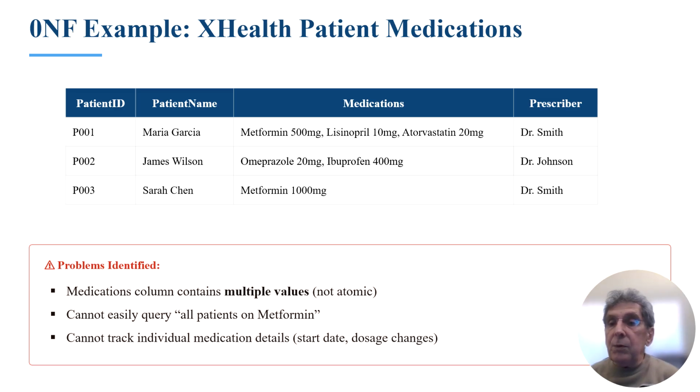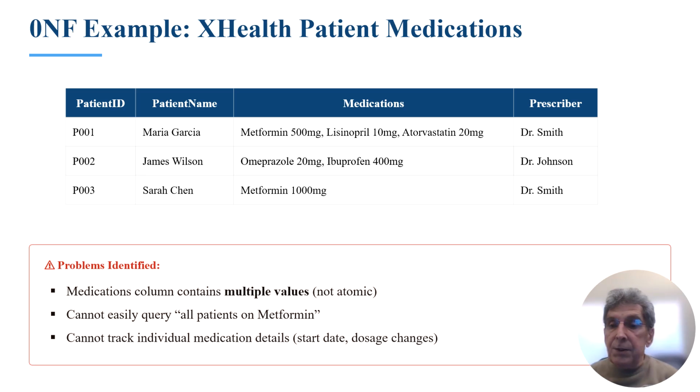Here's a realistic example of unnormalized data from our X-Health primary care setting. Let's look at this table. Maria Garcia has 3 medications listed in a single cell: metformin 500 milligrams, lisinopril 10 milligrams, atorvastatin 20 milligrams. James Wilson has 2. Sarah Chen has 1.